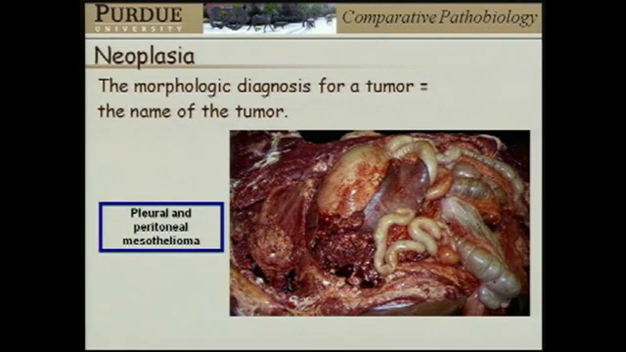Don't forget that if you're naming a tumor, and the name of the tumor does not tell you what tissue or organ is involved, that you need to include that in a morphologic diagnosis to make it complete. So in this case, we might say pleural and peritoneal mesothelioma.